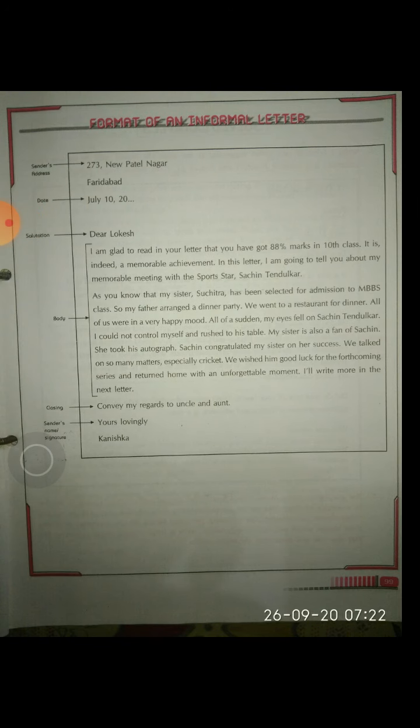Now, here you can see an informal letter. First of all, you see the sender's address. Suppose you are writing a letter, you have to mention your address: 273 New Patel Nagar, Faridabad. After that, you write the date.